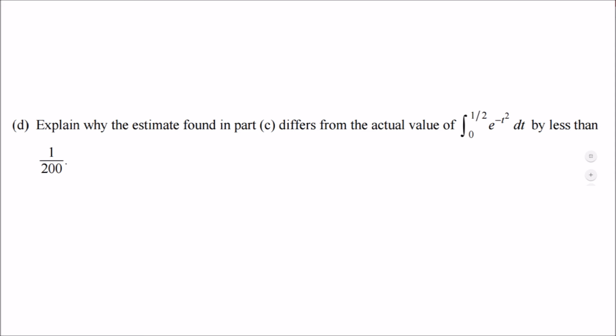Explain why the estimate found in part C differs from the actual value of the integral from 0 to 1/2 of e to the negative t squared dt by less than 1/200.